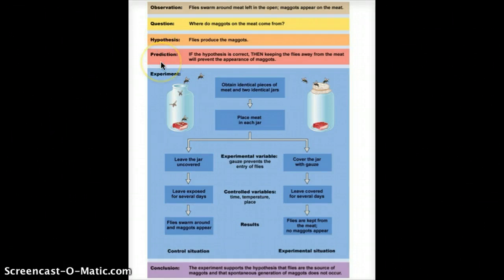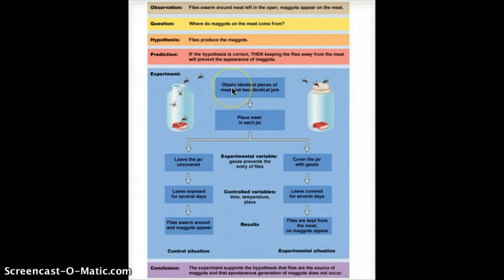And so his prediction was, if that's correct, that flies are producing the maggots, then if he keeps the flies away from the meat, he won't see any maggots. And he couldn't just keep the flies away from the meat. He needs to have a control group and a variable group. Okay, so this is his control group over here.